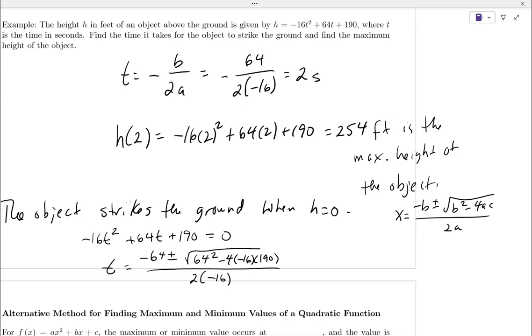And hopefully I've talked long enough that somebody got the answer for me. Apparently not. Numbers are a little bit too big for me to do in my head for this one.